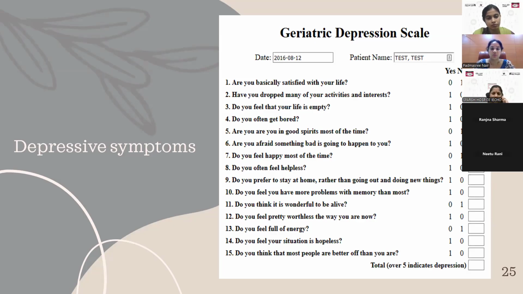Again, one thing that needs to be kept in mind when we do a GDS is that you should have good grasp over the language that you're administering this in, because the responses can vary depending on how you ask the questions. So here in these 15 questions, if the person responds positively for at least 5 questions, then we consider that the person has a possibility of being depressed. So then we're supposed to address the cause or start them on appropriate medications.